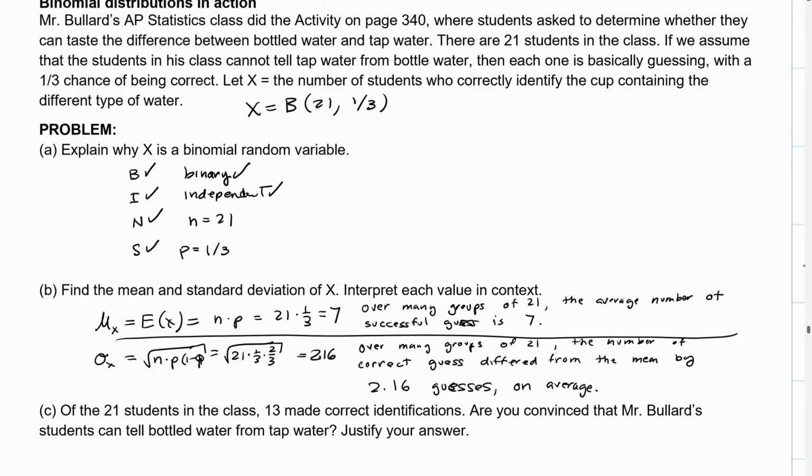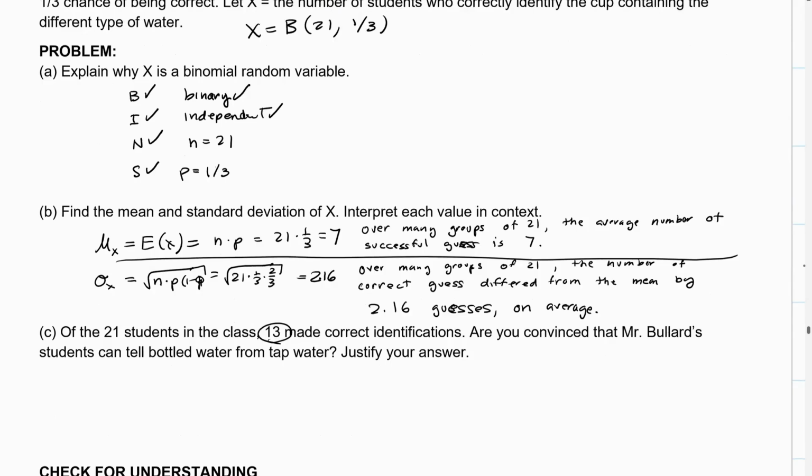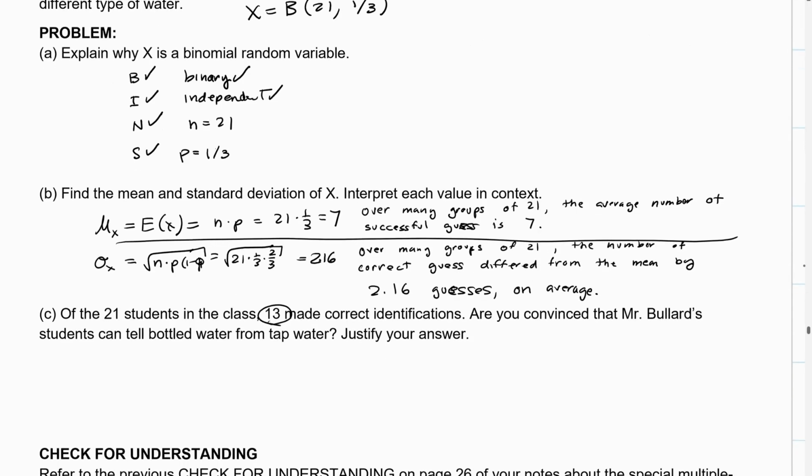Now, let's say they did the experiment. If they were guessing, we'd expect about 7. They got 13. That sounds really far away from 7. So we might think that maybe they can tell the difference between the bottled water and the tap water. But maybe we should also try to tell this tale using probabilities. What's the probability of exactly 13? Now, let's say we'll give them the benefit of the doubt, 13 or more extreme out there. That's all. We'll calculate that probability.